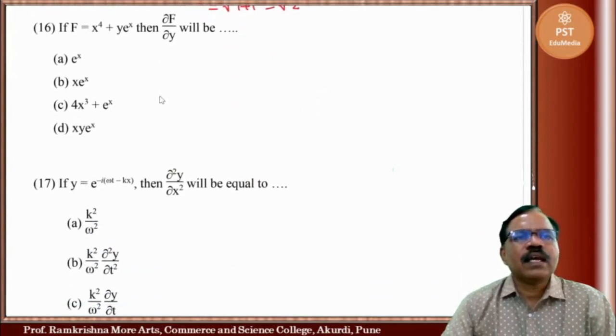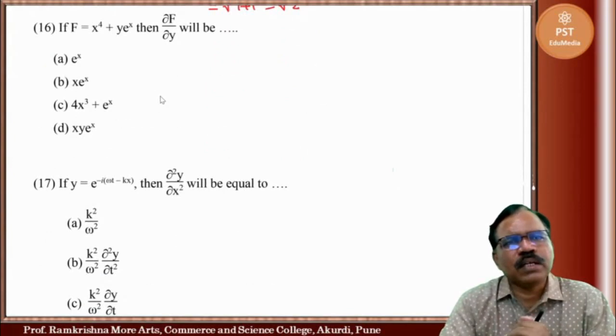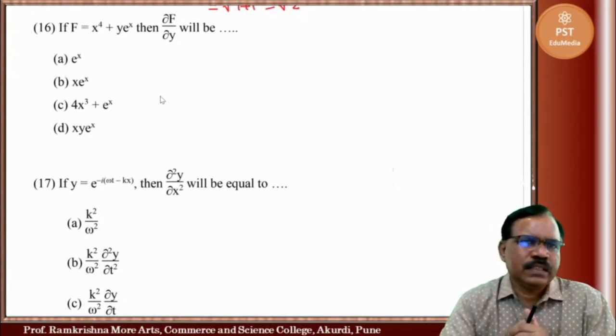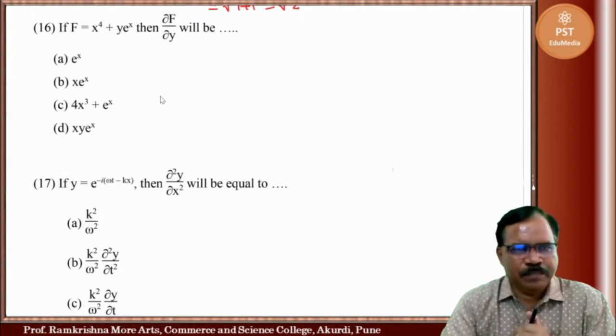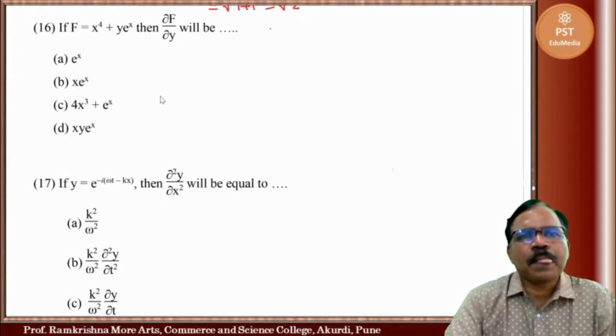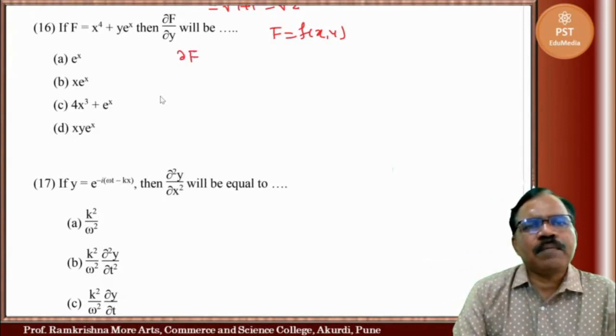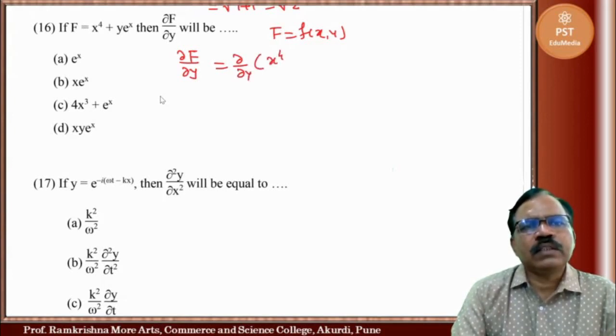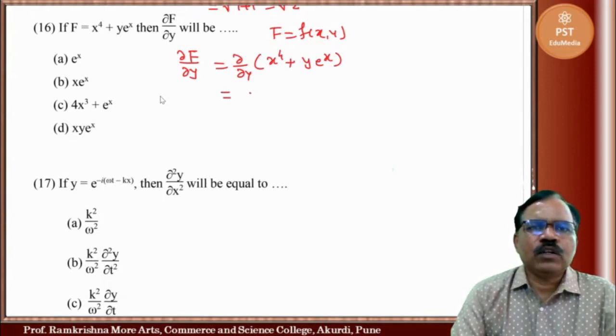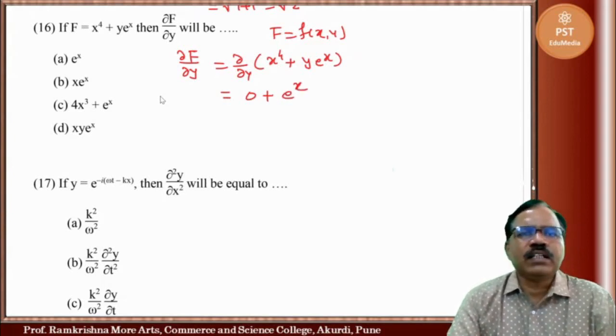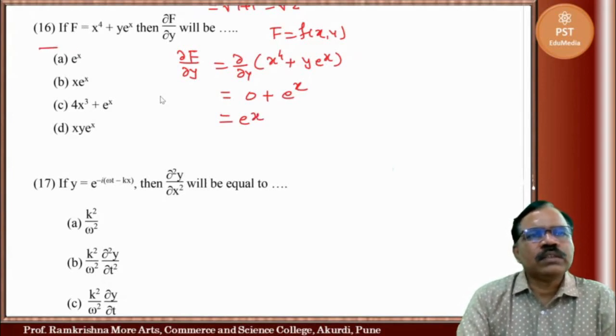Now next one, if f is equal to x raised to 4 plus y into e raised to x, then partial f by partial y will be. So here f is a function of x and y. If we differentiate with respect to y, then it is a partial derivative. So partial f by partial y will be equal to partial by partial y of x raised to 4 plus y e raised to x. So we keep x constant here. The derivative of the first term is 0, the derivative of the second term is e raised to x, because partial y by partial y is 1, so e raised to x. So this first one is correct.